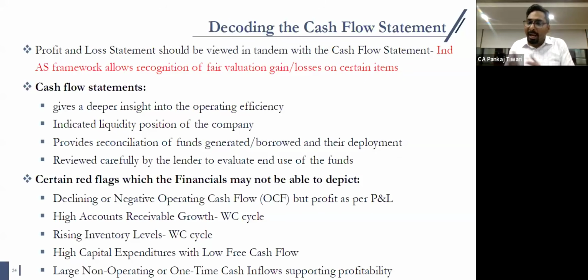For example, I don't have free cash flow, but I'm making an investment into a mutual fund. I don't have free cash flow, but I'm making an investment into G-Sec. I don't have free cash flow, but I'm investing into another entity which is not my subsidiary, which is not going to supply me raw material, etc. But I'm just making an investment for capital appreciation, which is not a good investment strategy. Then, large non-operating or one-time cash flow supporting profitability.